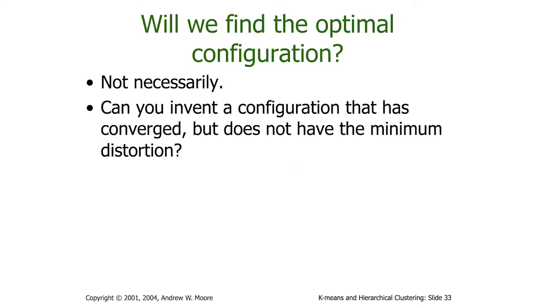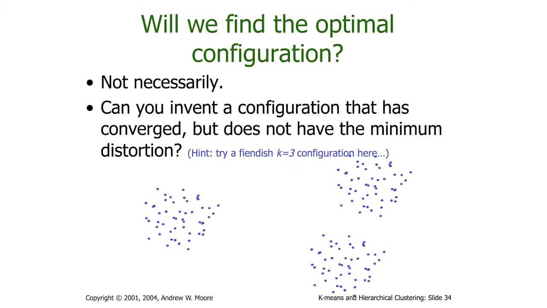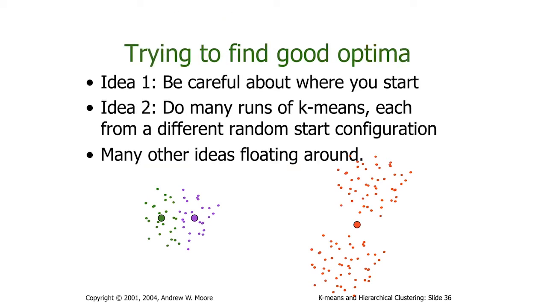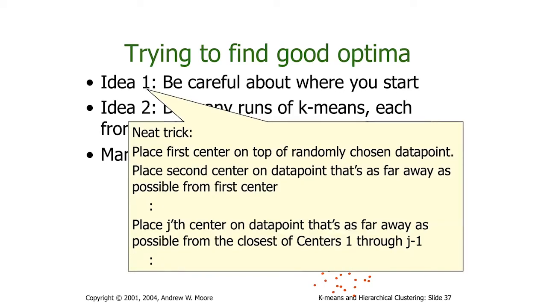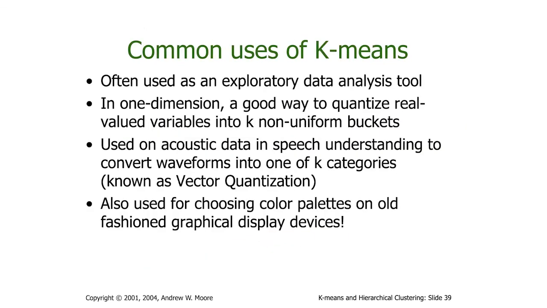Not necessarily. Can you invent a configuration that's converged but doesn't have minimal distortion? Yes. So look at this example here and then try some terrible k=3 configurations. That's converged, but it's probably not what you would have thought of when you said k=3 for this. So what are some of the answers to solve this? Make sure that your data points that you start with are far apart. And as we did with local search, this is essentially a local search mechanism. Do a lot of different runs. So the trick, pick your first center randomly and then pick the second center as far away as possible from that first center and continue to do that.